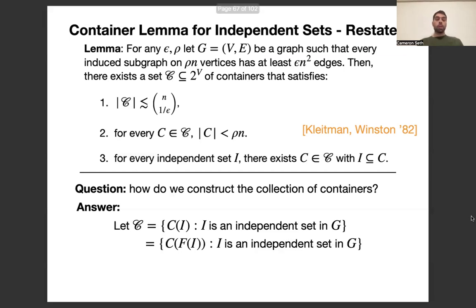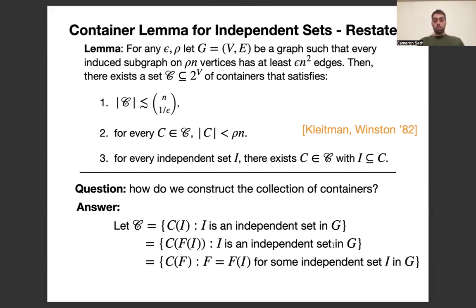But here's the key point that we saw before: the container function, you can reconstruct it just from the fingerprint. So really, this set of containers for every independent set is just the set of containers of all the fingerprints, which again we can rewrite like this. So really, it's just the containers on all fingerprints. And because these fingerprints are small, there are only so many possible containers. And that's the main punchline.